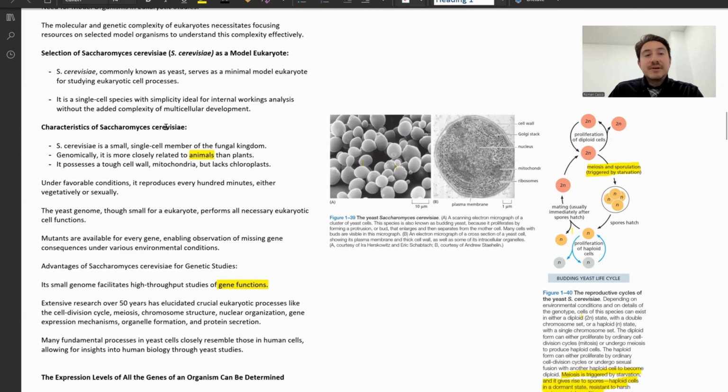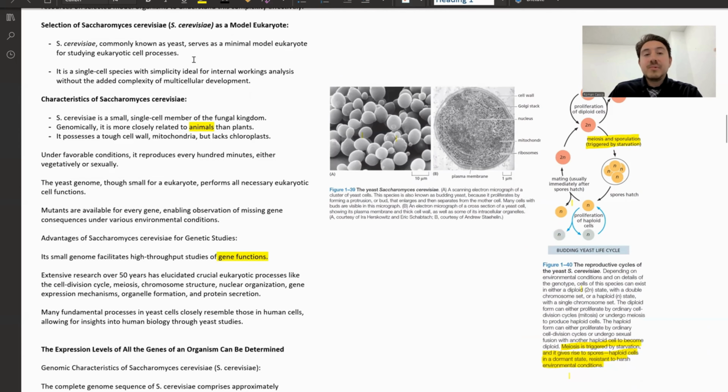So, selection of Saccharomyces cerevisiae as a model eukaryote. We know this organism as yeast, right? It is one of the most minimalist model organisms for studying eukaryotic processes. It is a single cell species, right? It has an ideal simplicity for analyzing cellular mechanisms, molecular mechanisms, without needing to deal with the difficulty of multicellularity, right? So it's a single cell that you can study, but it is also a eukaryote.